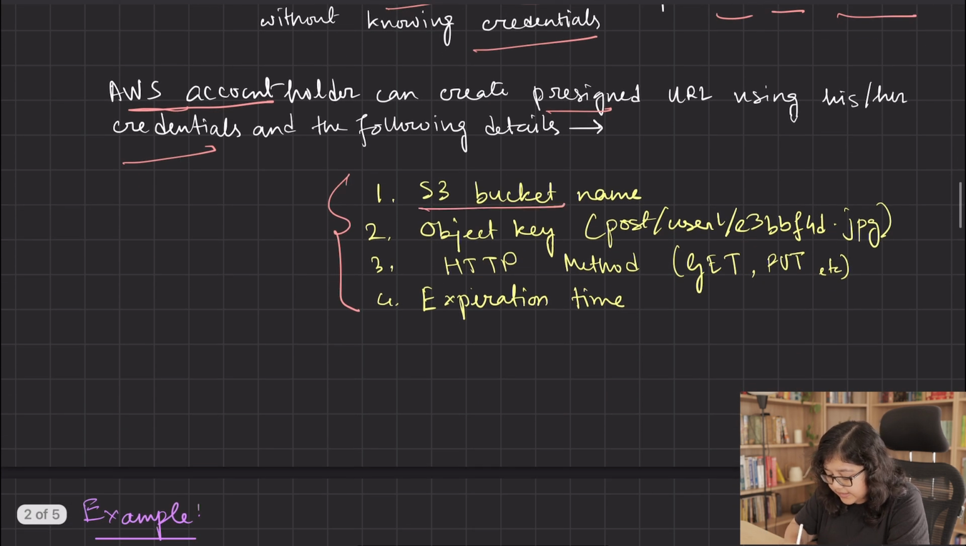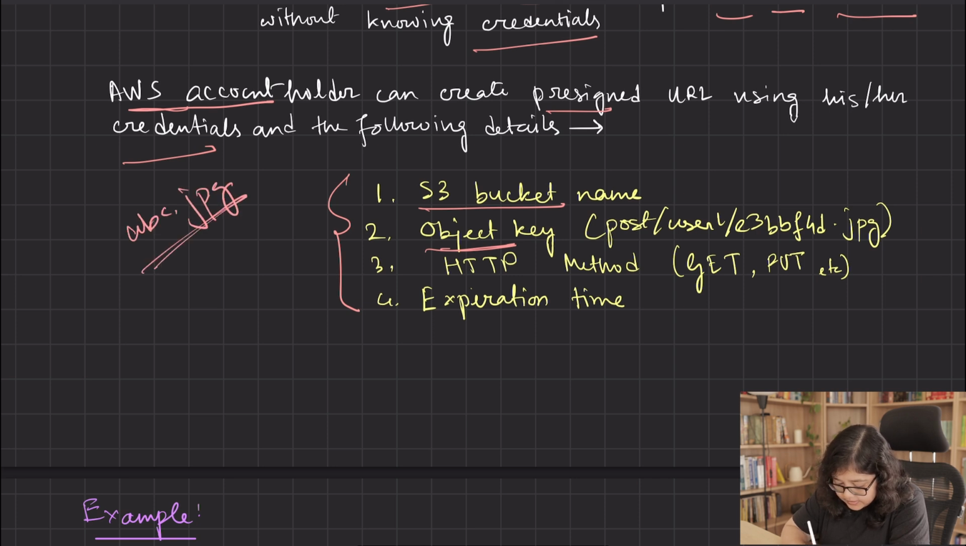First one is the bucket name. That is the bucket where you want to upload the object or from where you want to download the object. Next is the object key. Let's say the user wants to upload abc.jpg, but the system will store it with a randomly generated ID as it is a common practice in Instagram or any social media. So the object key will be the combination of the storage path and the randomly generated ID. So this whole thing is the object key.